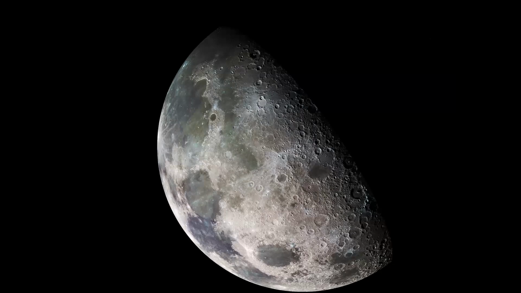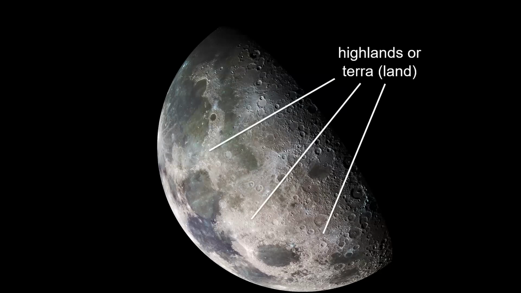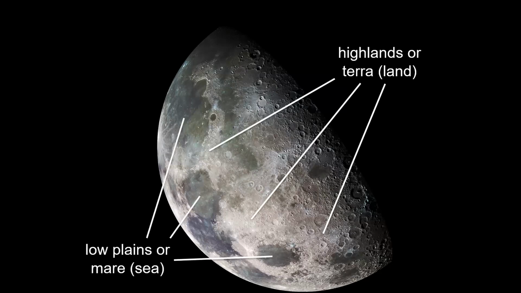Okay, here's the moon, as most of us know it. When we look at the moon from afar, as a whole, we can clearly see distinct regions. We can see highlands and we can see low plains. The highlands on the moon are areas of mountains and valleys. The highlands are the lighter colored regions of the moon. They're also called terra, which is Latin for earth or land.